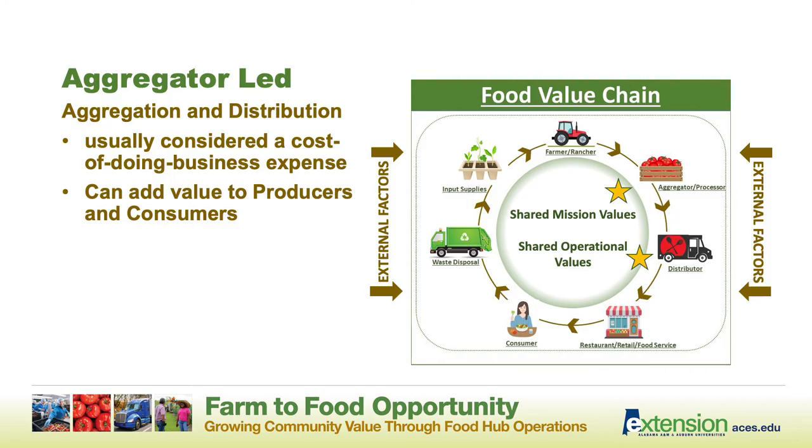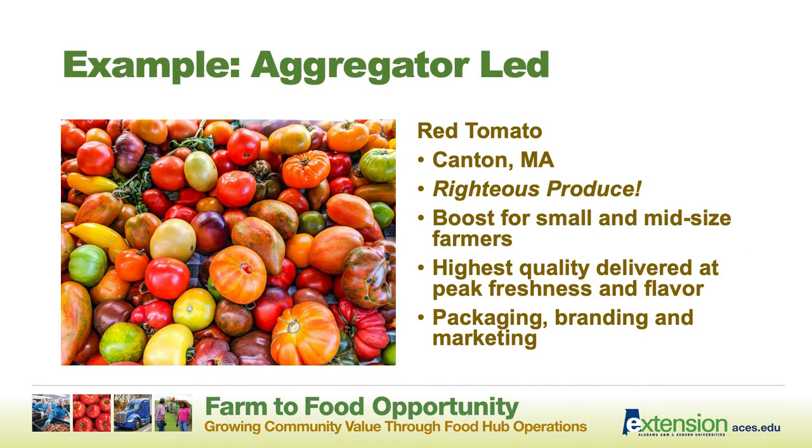Aggregation and distribution are the real jobs of a food hub. In this section, we will look at an aggregator that sustains itself by bringing value to both the producer and consumer ends of the supply chain. Since this entire training focuses on the nuts and bolts of a food hub operation, we will take a look at a successful regional food hub that has built a strong product brand in the northeastern U.S. Red Tomato proudly proclaims "righteous produce" as a tagline to their effort to boost small and mid-sized farmers across the region of the northeastern United States.